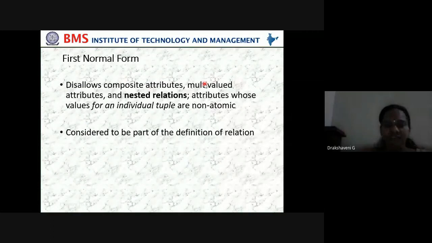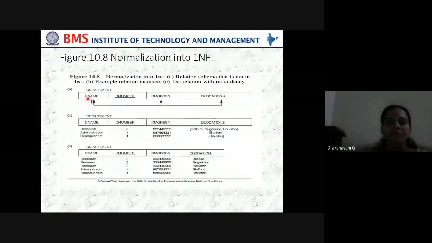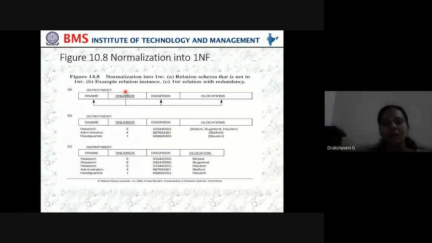And multi-valued. A car may be of different colors, so that also we have to address. Even a nested relation should not be there in the first normal form. We can just see here that is normalization into the first normal form. The relation schema is not in the first normal form. You can see the relation we have here is not in 1NF.